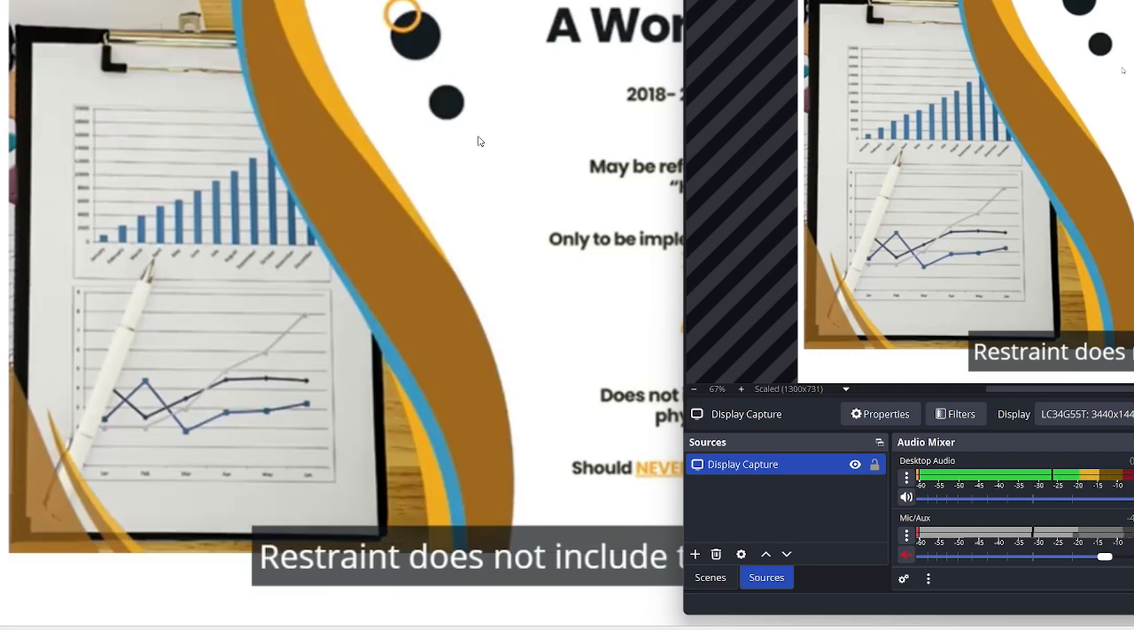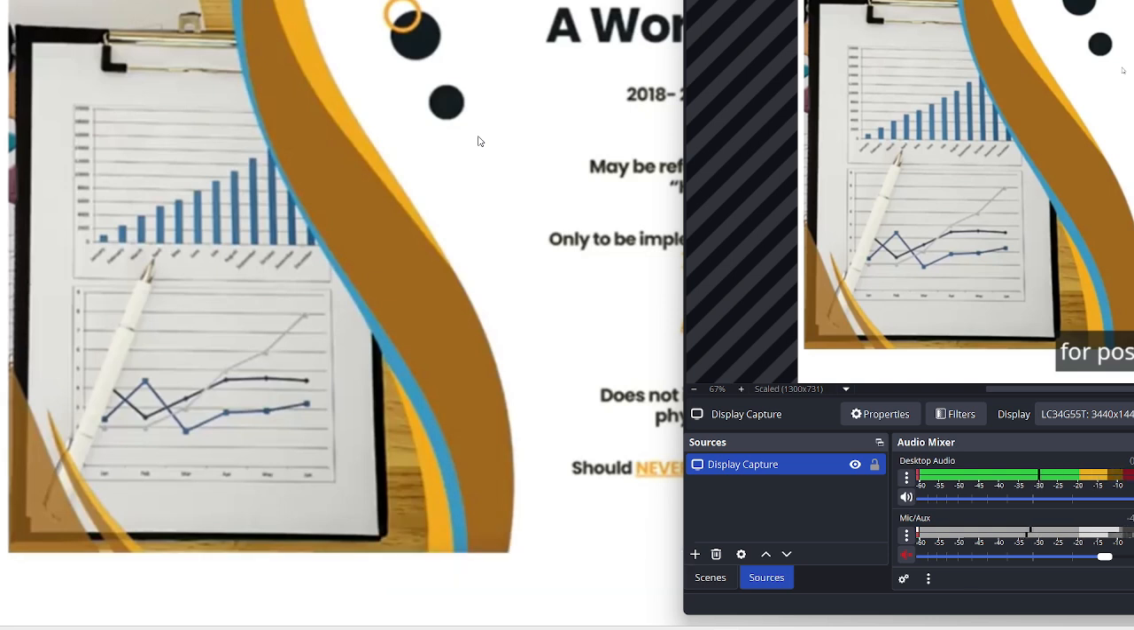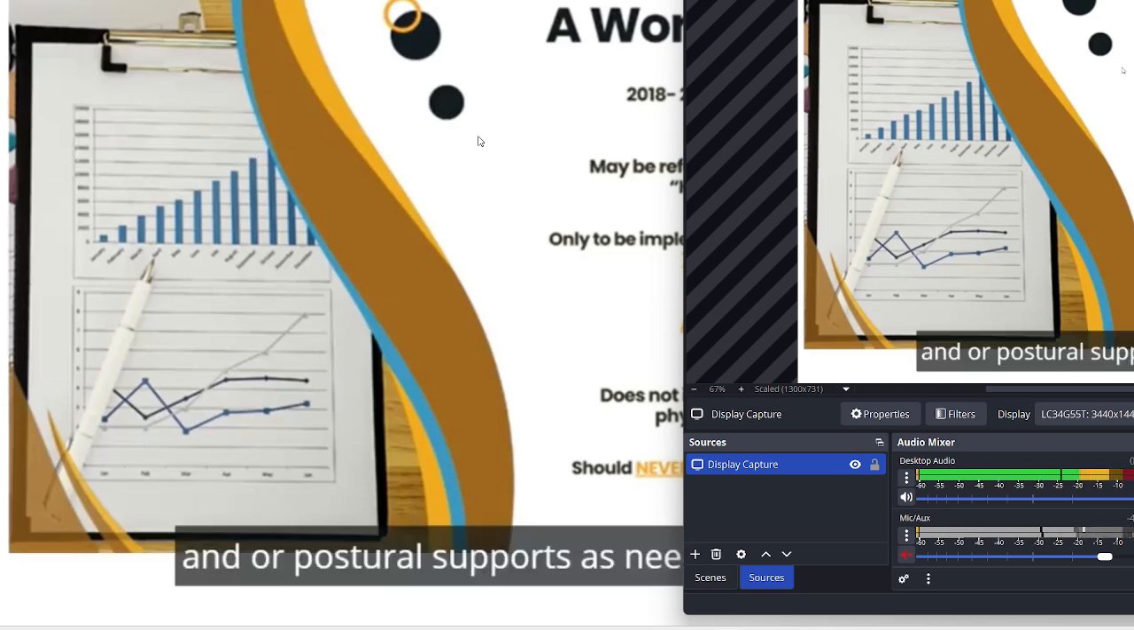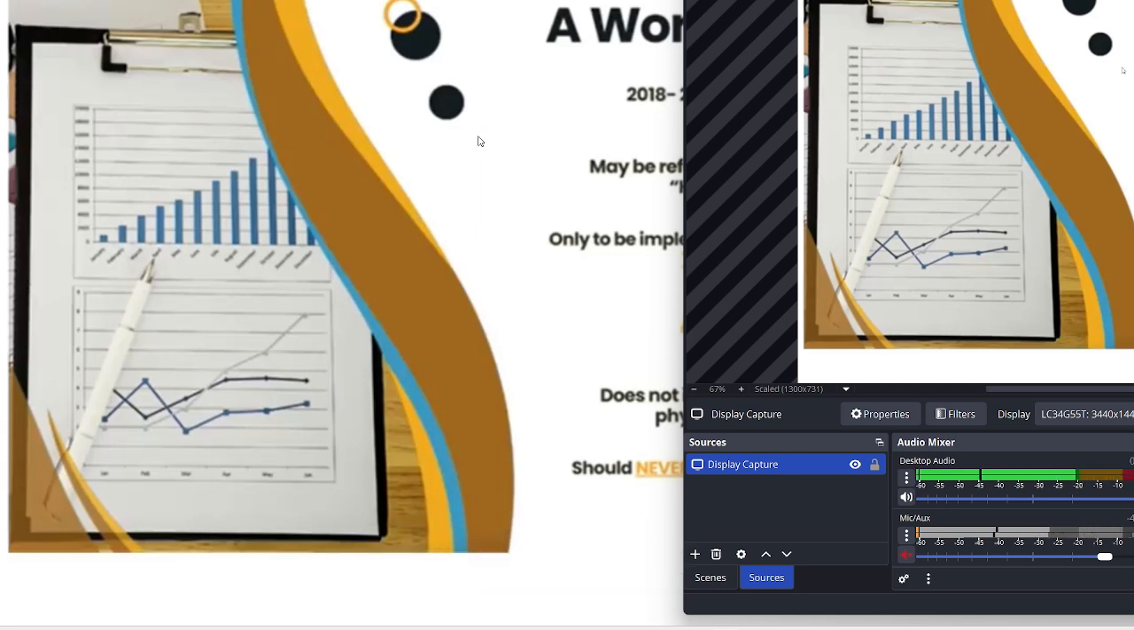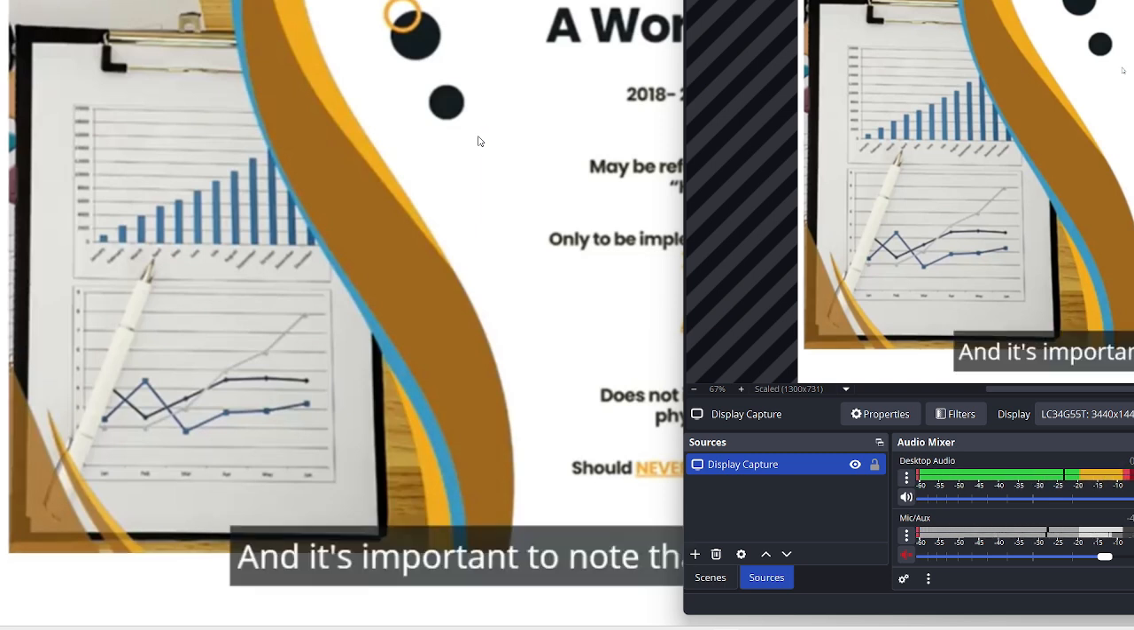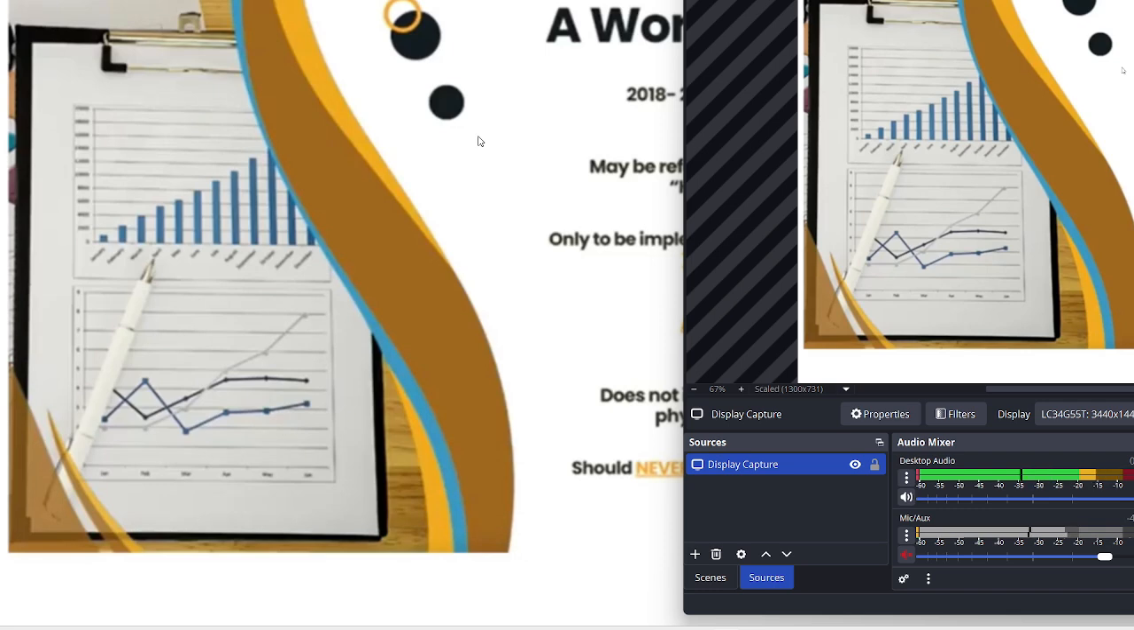Restraint does not include the use of protective or physically supportive equipment, such as a gait belt, or postural supports as needed to hold an individual up, say in a seated position in a wheelchair. And it's important to note that restraint should never be the only procedure or only plan in place, because it's merely a safety mechanism and it is not a therapeutic intervention.